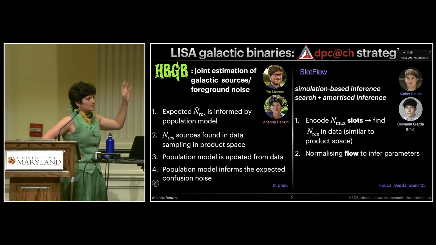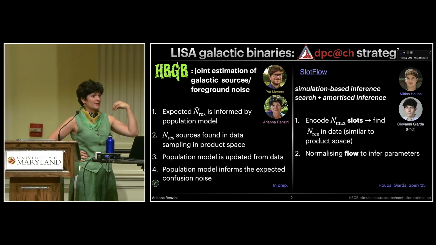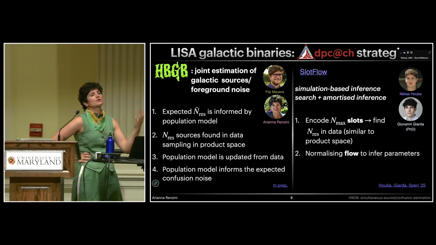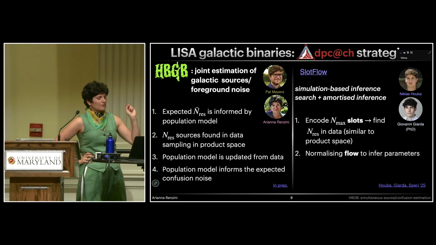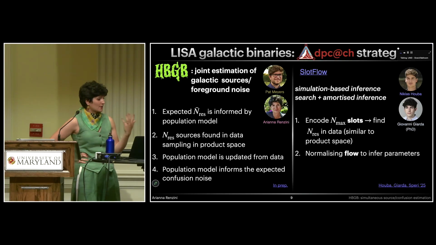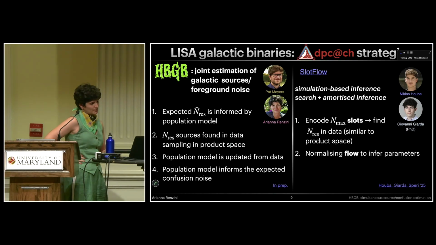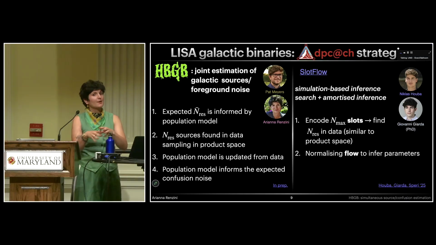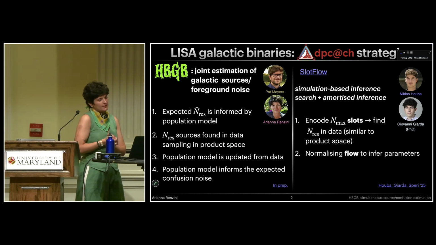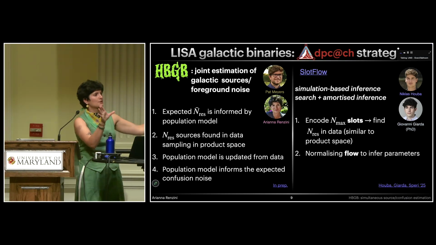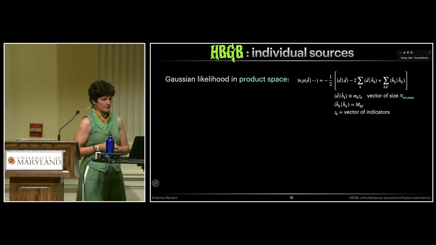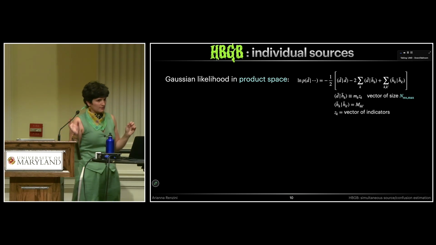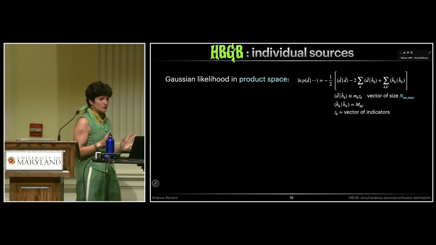So in a nutshell, what HBGBs does is we have some expected number of resolved sources informed by a population model. We sample around this expectation value to then sift through the data in product space to sample the source parameters. Through this, we are able to update our population model from the data directly within this global fit framework, but at the same time, the population model also informs the noise estimate. So all of that is coming together within the same framework. That's a lot to handle, so I'm going to start by talking about the individual sources and how we deal with that.